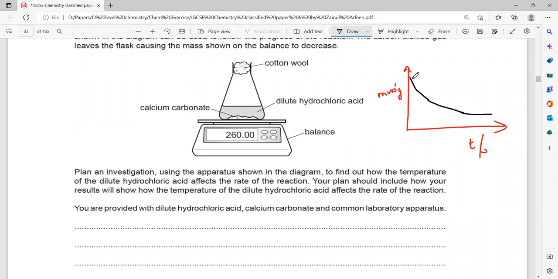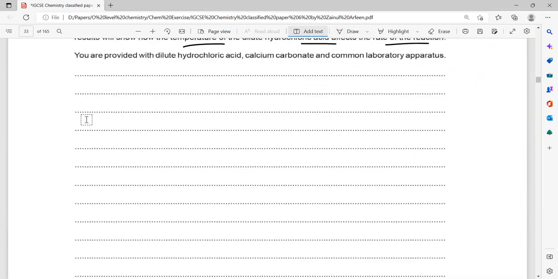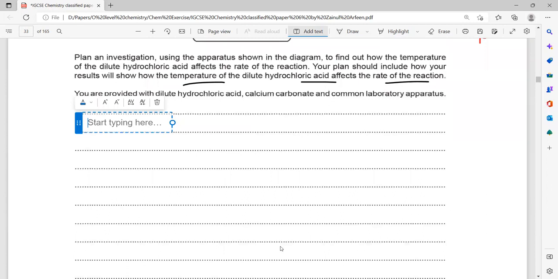Then repeat with different temperatures. If we do it at a high temperature, the change in mass will be much quicker, keeping the mass of the calcium carbonate, the concentration of hydrochloric acid and the volume of the hydrochloric acid the same, because we want to find how the temperature affects the rate. So the points we will mention here, we'll control these variables. But you have to mention it in terms of the experiment. Repeating the experiment is also a good technique.